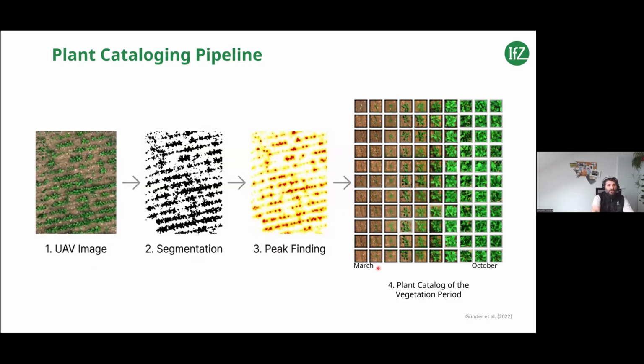This slide shows how the plant catalog is built from the UAV orthomosaic. At the beginning, we have the drone image. We make some kind of segmentation, we apply peak finding, and after that we assign a plant ID to each plant. Here we can see all plants on the field from March to October, followed in the catalog through the vegetation period.